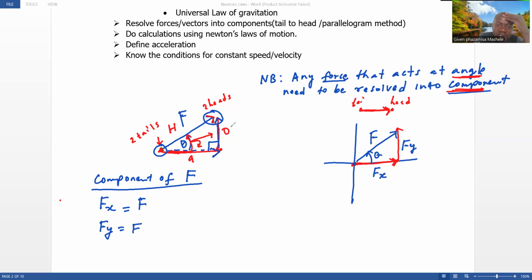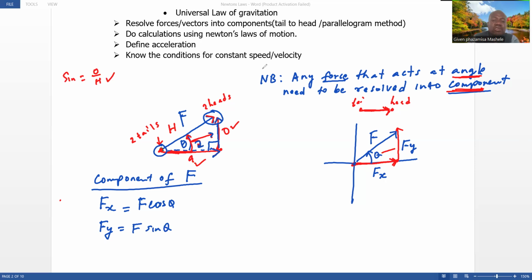So we know with regard to sine, it's opposite over hypotenuse. The hypotenuse is already our F. So if it's the opposite, then this will use sine. So it means this will be sine theta. So we have F sine theta for Fy. Then this will become cos theta, because it's the adjacent. This is the opposite, because the hypotenuse we have already included.